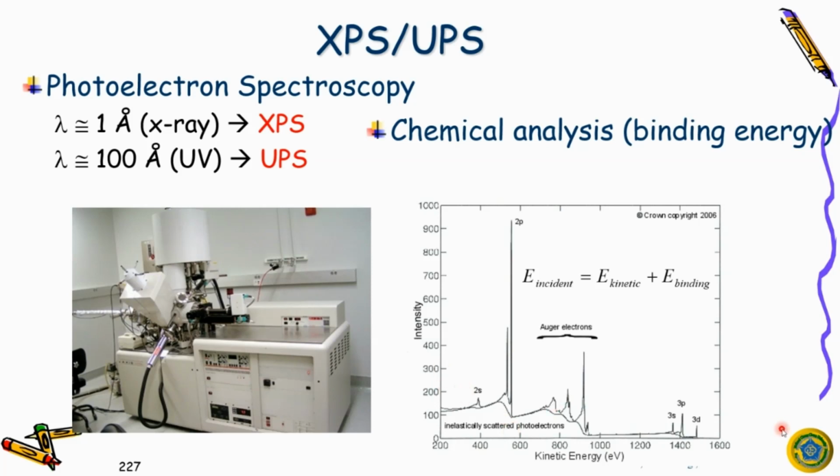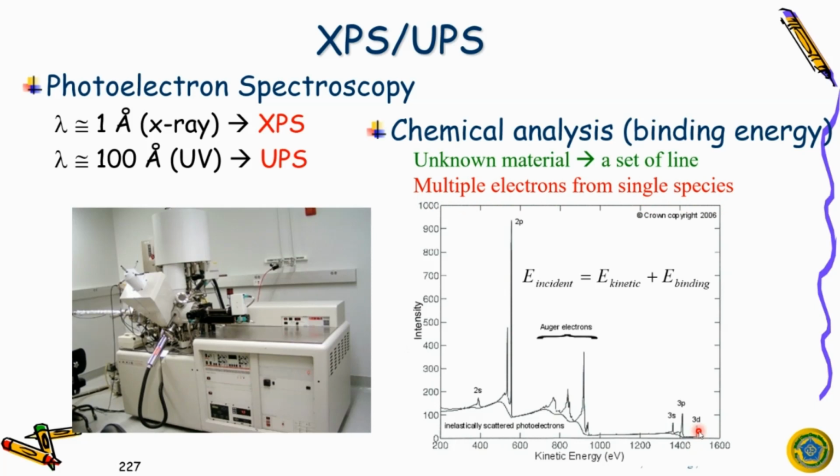So once you get this spectrum, you can tell what kind of element you measured, and you can tell the energy of 2p, 2s, 3p, 3s, and 3d. So again, with the unknown material, you get a set of lines. And you can also know the bonding energy if you put a molecule into this chamber. So PES is a very powerful tool for you to analyze the bonding energy. So you have multi-electrons from a single species: 2s, 2p, and 3s, 3p, multi-elements.